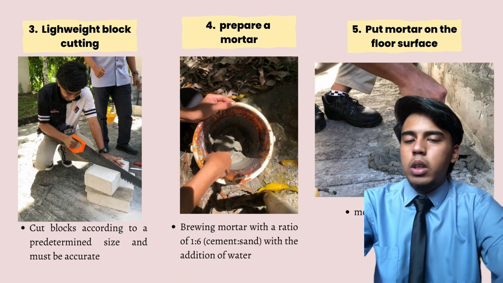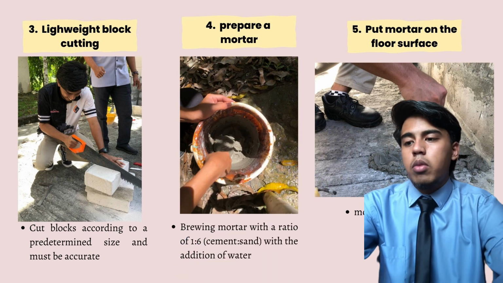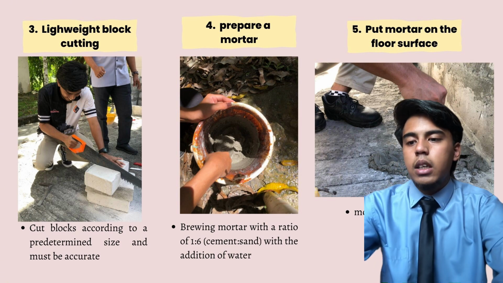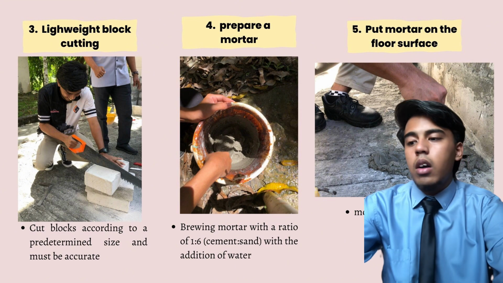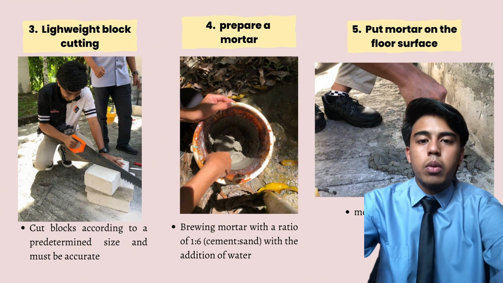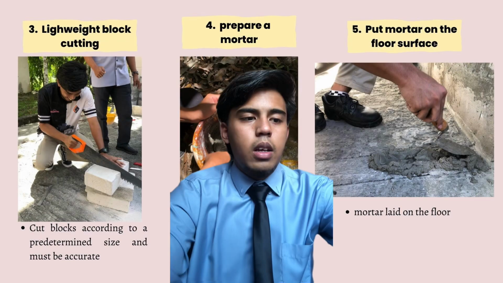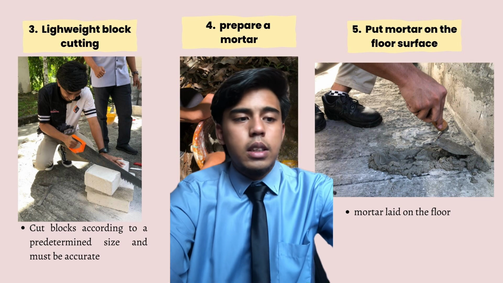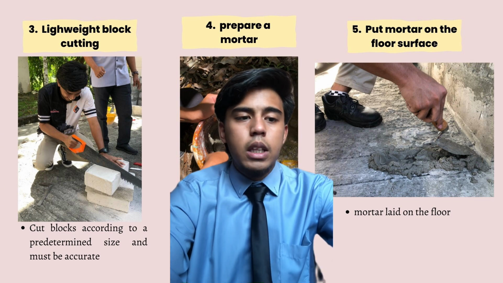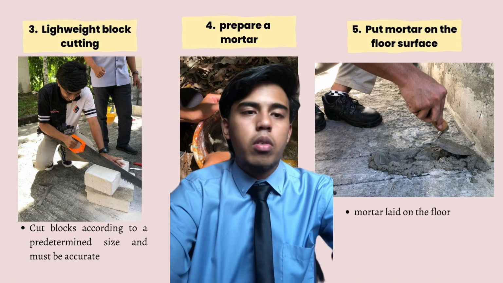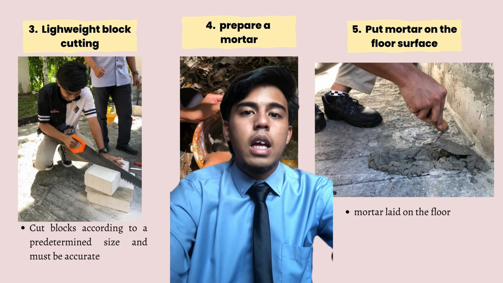Next, prepare a mortar, that is, mixing a mortar with ratio 1:6, that is cement to sand, with the addition of water, and make sure the mixture is not too liquid. Next, put mortar on the floor surface, that is, laying mortar and flattening it on the floor surface according to the line already made using the line marking set.